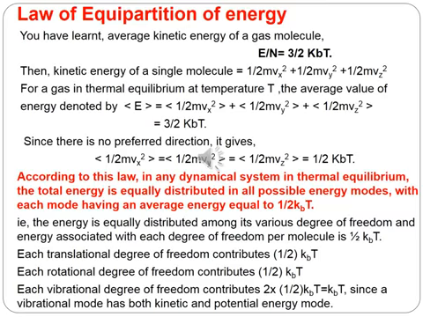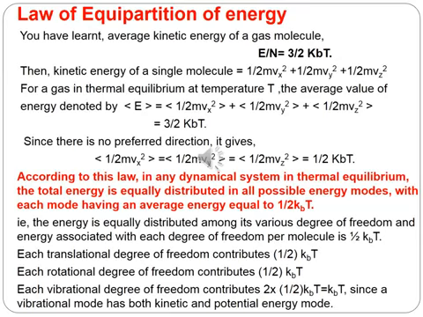Since there is no preferred direction, the average value of 1 by 2 m vx square is equal to the average value of 1 by 2 m vy square, which is equal to the average value of 1 by 2 m vz square, which is equal to 1 by 2 kBT. You know, 1 by 2 kBT plus 1 by 2 kBT plus 1 by 2 kBT will be equal to 3 by 2 kBT, which is the average value of kinetic energy of a single molecule.